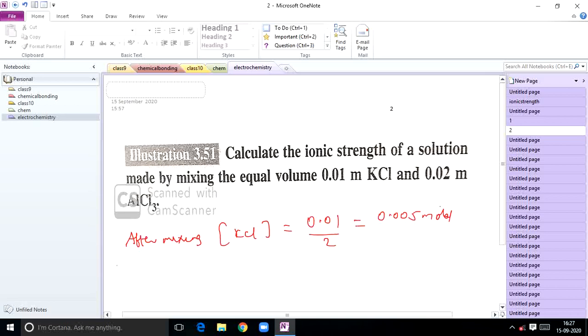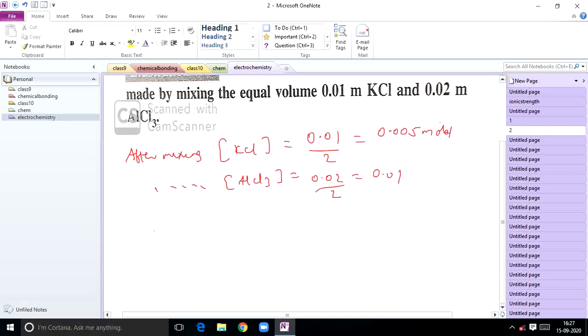So after mixing, concentration of AlCl3 is equal to, what is the concentration given? 0.02 by 2 becomes 0.01, because equal volumes it is given. So I am taking this.